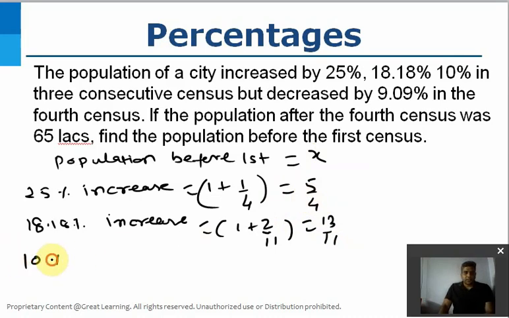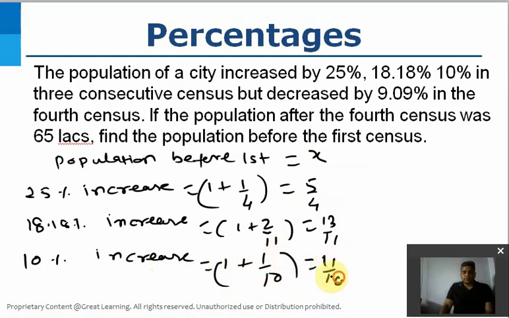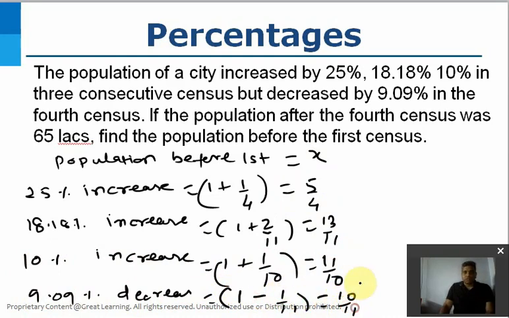Again a 10% increase. So I'm just finding the factor to be multiplied, which is 1 plus 1 by 10, so 11 by 10. And finally I have a 9.09% decrease, where 1 by 11 is the fraction value. So decrease means 1 minus 1 by 11, which comes out to be 10 by 11. So my population after these four consecutive increases and decreases will be x into 5 by 4 into 13 by 11 into 11 by 10 into 10 by 11.